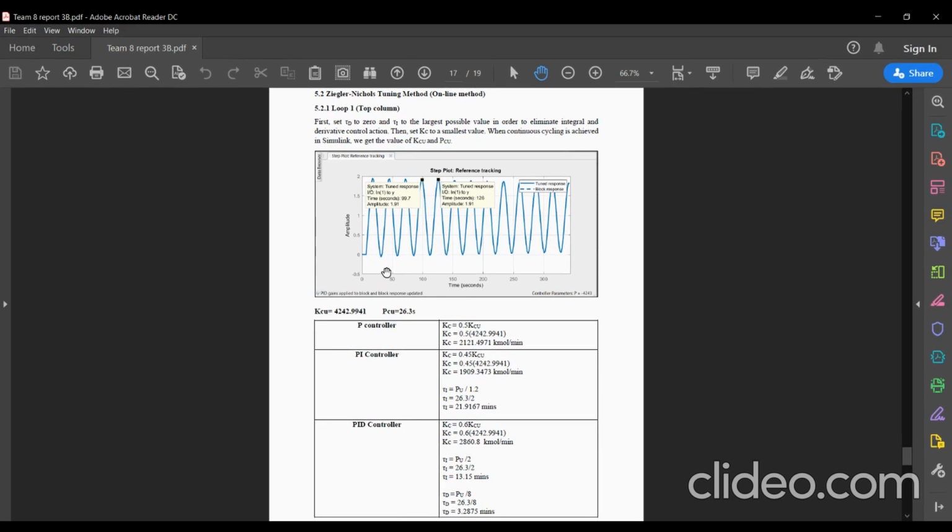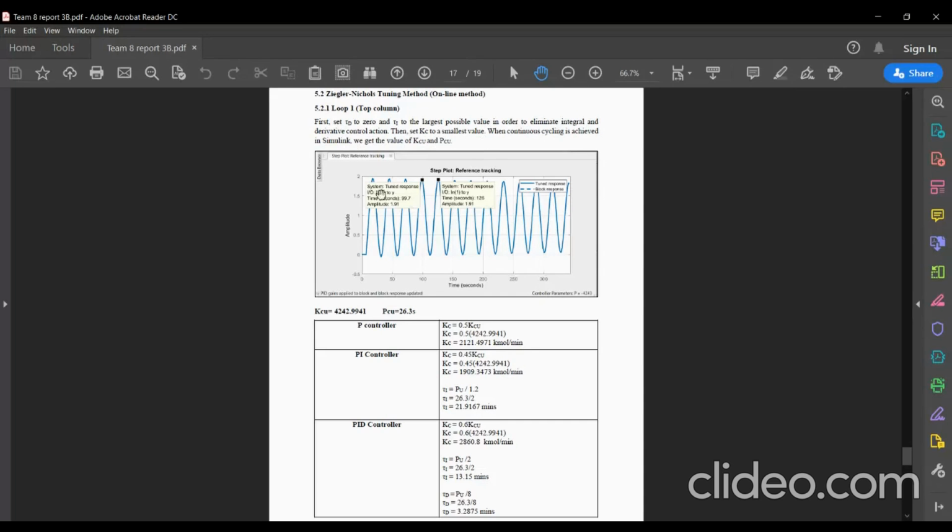So now we proceed to the online tuning method for the controller using Simulink. This is for the top column. Refer to the trial and error procedure. First, we set tau D to 0 and tau I to the largest possible value to eliminate the integral and derivative control actions. Then we set Kc to a smallest value, and gradually increase Kc in small increments until continuous cycling occurs.